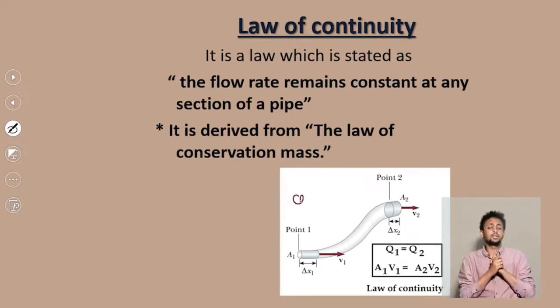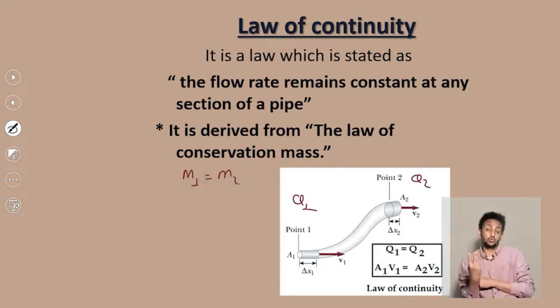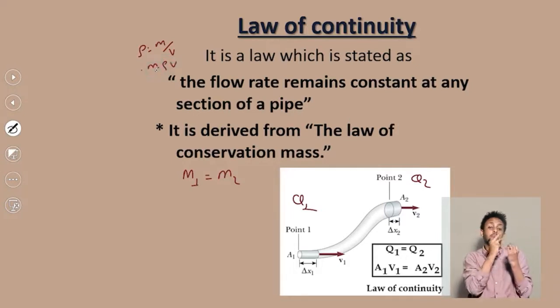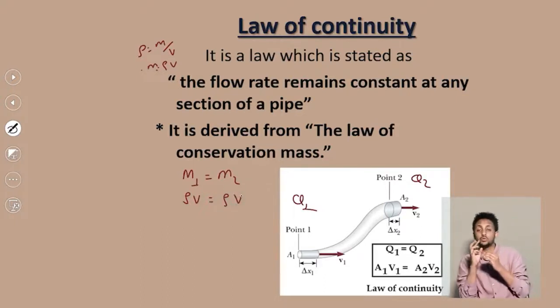It says that the flow rate at this section, call it Q1, and the flow rate at this section, Q2, are all the same. From the concept of mass, the mass at 1 equals the mass at 2, and mass can be expressed using density, which is mass over volume. From this, mass can be expressed as density times volume. So density times volume at 1 equals density times volume at 2.